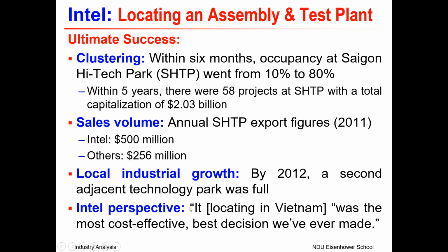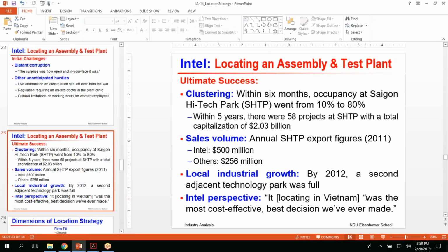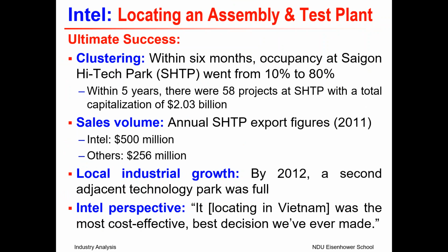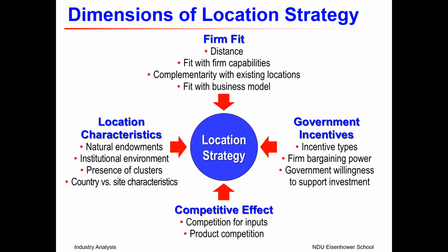And from Intel's perspective, quote, it was the most cost-effective, best location we've ever made. So again, they're very pleased with that location choice. Your students may, if you take a vote, have identified Vietnam, or not. It's not clear. It's not an obvious choice. It's not like there's some secret mystery you uncover and you go, the answer is Vietnam. The point is not to get the right answer, but simply to go through the process. And so I wrap by highlighting the process.